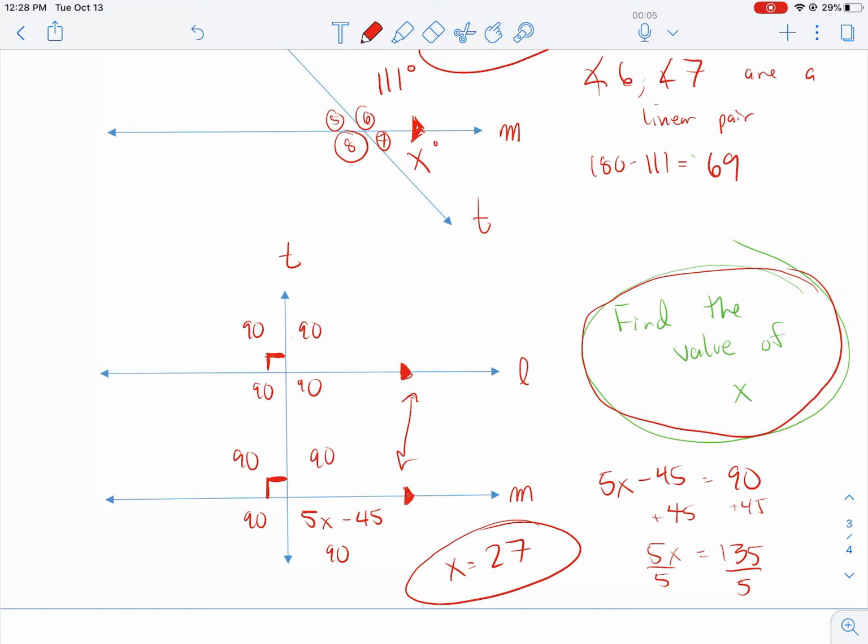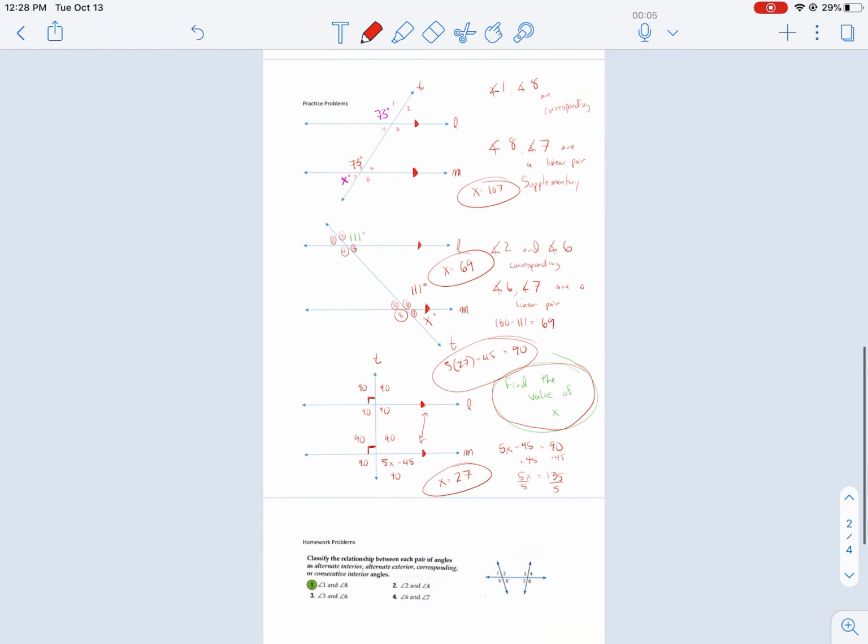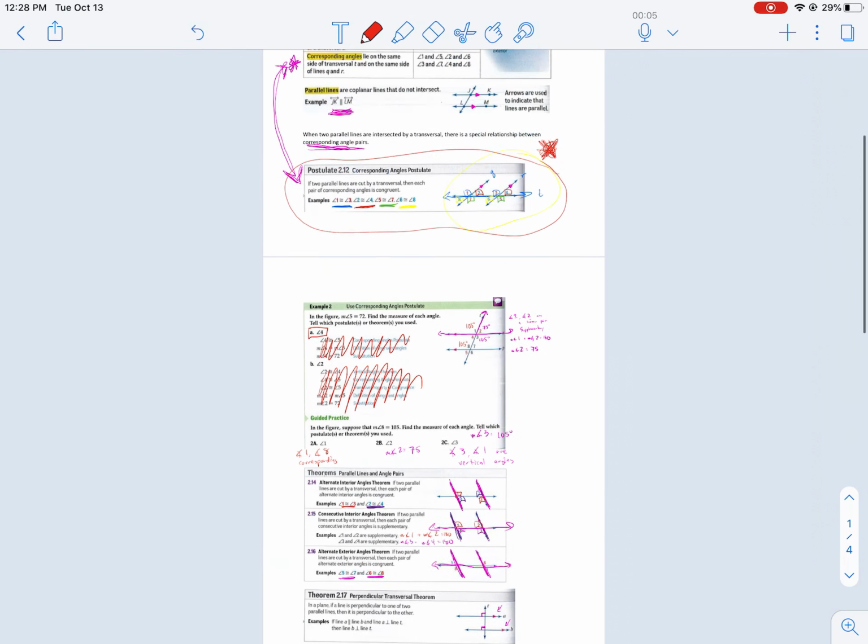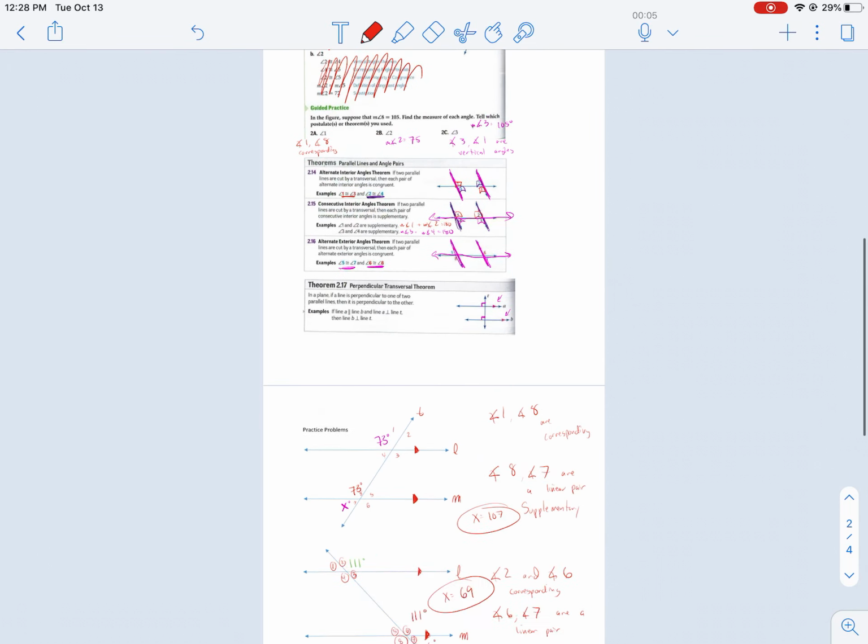All right, and if you were to plug that in, 5 times 27 minus 45, you would get 90. Okay? So, hopefully, it gives you a good understanding about parallel lines and transversals.